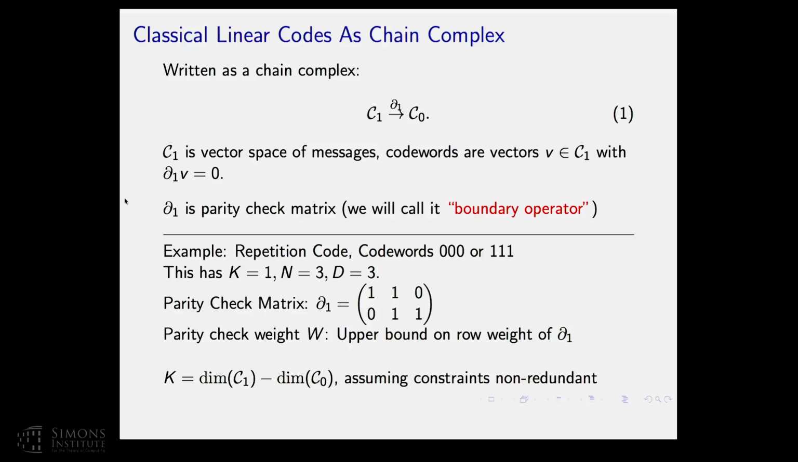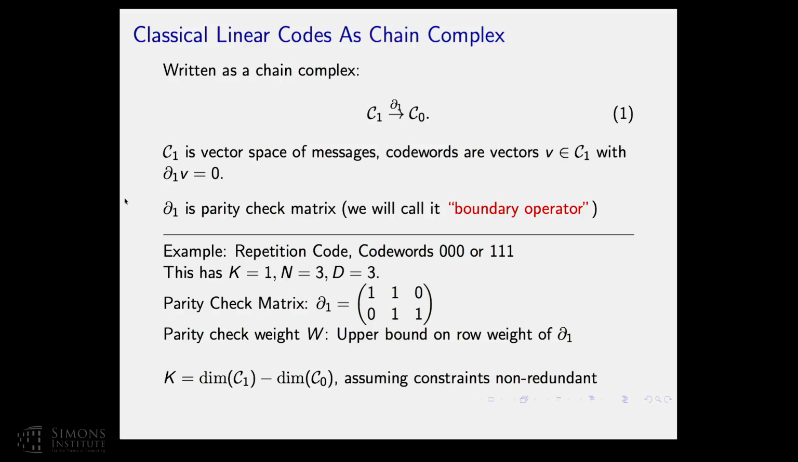I want to rewrite it in a way that will be useful when we talk about quantum codes, as a so-called chain complex. This is just some notation that's used. C1 is a vector space, in this case the n-dimensional vector space of possible things you can say. And this operator partial 1, we call it a boundary operator, is just a linear map from this space C1 to some other space C0. So we have one space, another space, a linear map between them. And the code words are going to be the vectors v in C1 such that this linear map on them vanishes. This is just a way of saying that there are parity check constraints.